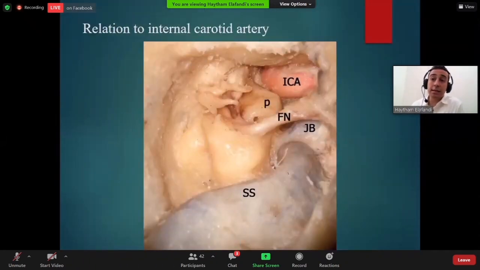This is extended canal wall down procedure. Here you see this is the incus. Here is the promontory, the round window. You see the facial nerve completely skeletonized and exposed, the mastoid part. Here is the sigmoid sinus. Here is the internal carotid artery. Here the relation between facial nerve and internal carotid artery, which is anterior, and the anterior wall of the middle ear.